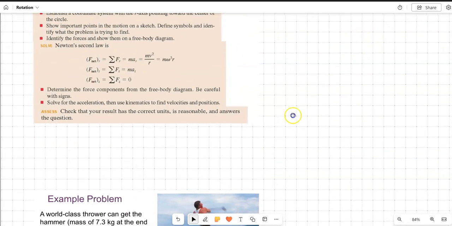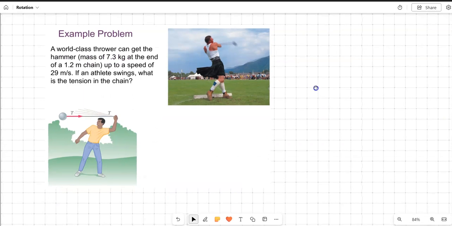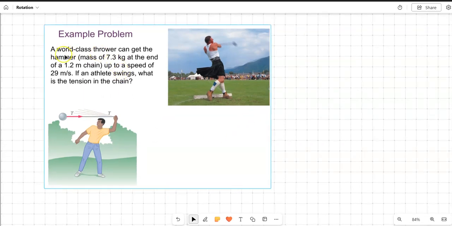So let's talk about it. Let's do a problem here, and it'll make sense. Suppose you have a person who is spinning a hammer. They're doing a hammer throw, where they're spinning a ball that is 7.35 kilograms. Whew, that's like 15, 16 pounds. At the end of a chain, which is 1.2 meters. And they're spinning it up to a rate of 29 meters per second. They want to know what the tension in that string is going to be.